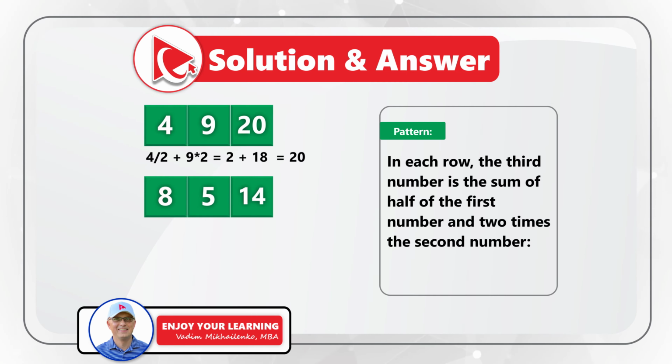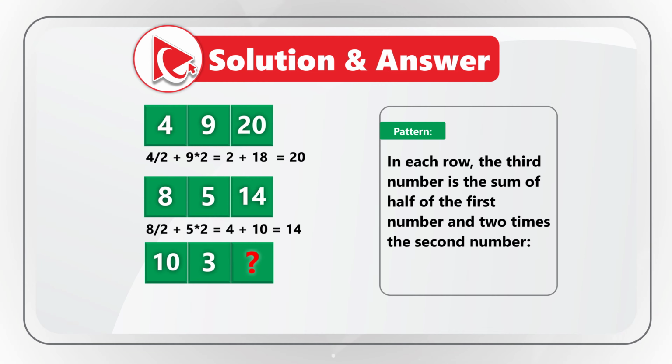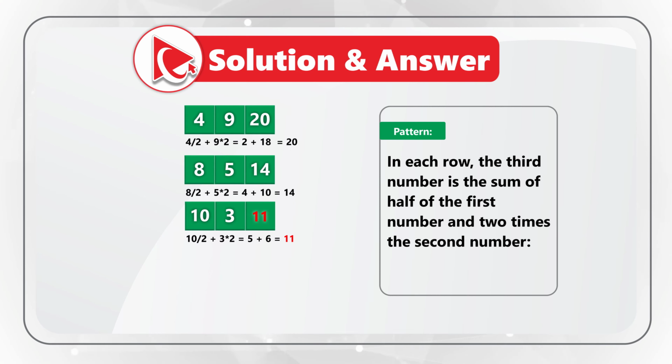Second row contains numbers 8, 5, and 14. 8 divided by 2 plus 5 multiplied by 2 equals 4 plus 10, which equals 14. And now we are ready to calculate the missing number. 10 divided by 2 plus 3 multiplied by 2 equals 5 plus 6, which equals 11. So the correct choice here is choice B, 11.